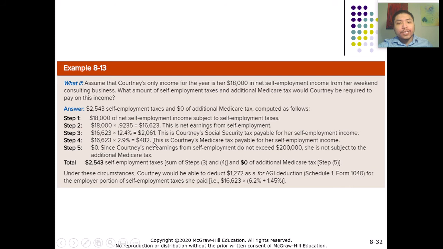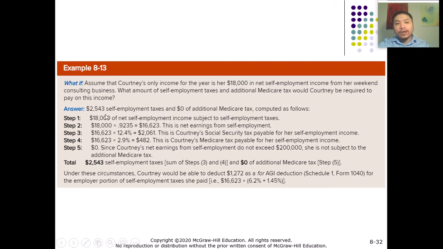So we know she has to pay $9,161 for Social Security tax and $2,143 for Medicare tax. The sum of that is going to be $11,304. Again, it's not that hard. It's really straightforward. We just need to be careful when we calculate the tax base.